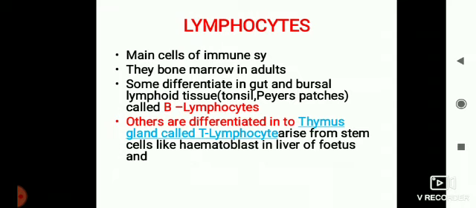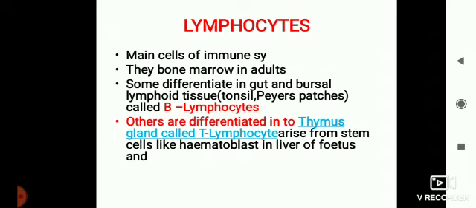Lymphocytes produce antibodies. There are two types of lymphocytes, T lymphocytes and B lymphocytes. B lymphocytes are of two types, plasma cells and memory cells. Plasma cells produce antibodies and memory cells keep the memory of production of the antibodies.